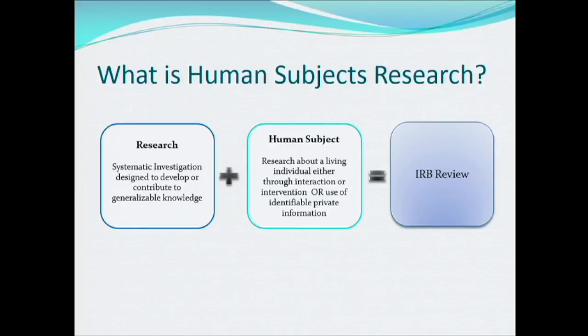So we need it to be a systematic investigation designed to develop or contribute to generalizable knowledge and include persons that are living, right? So sometimes we get questions about people who are deceased. That's not actually considered to be human subjects research. They need to be living, and there needs to be interaction with them either through intervention or observation or some other type of interaction with those subjects, or using their identifiable information, okay? So if those things are part of the project that you're working to create, then you're going to need to come through the IRB office.